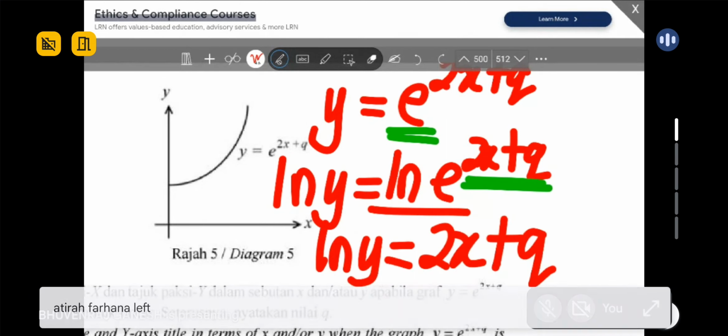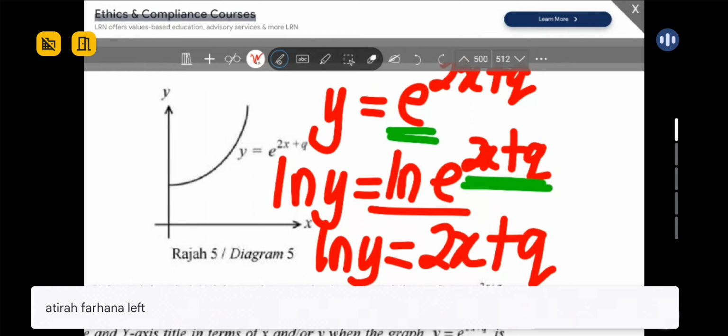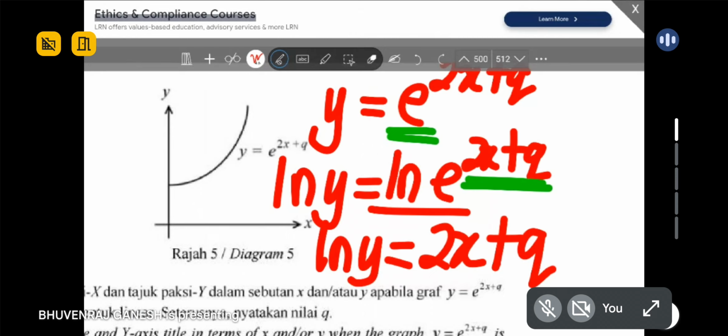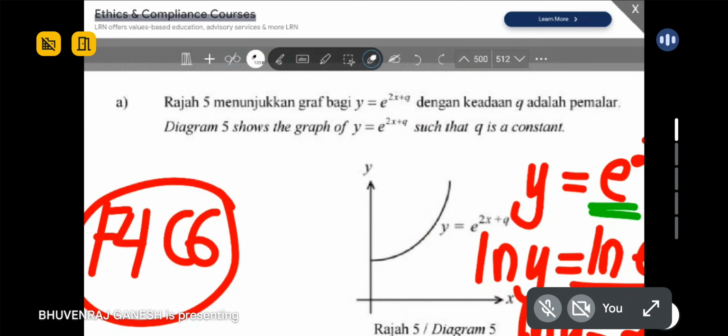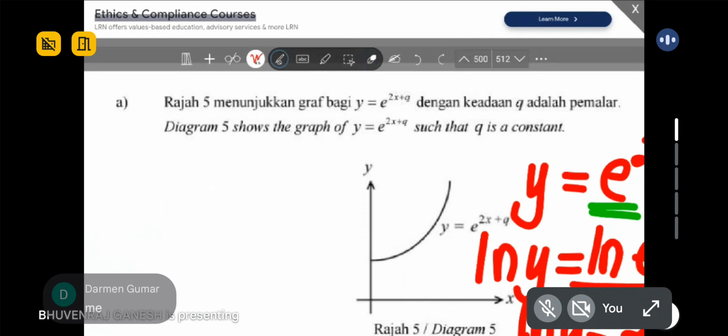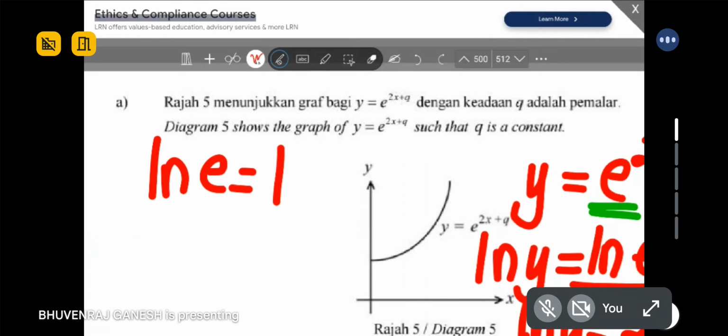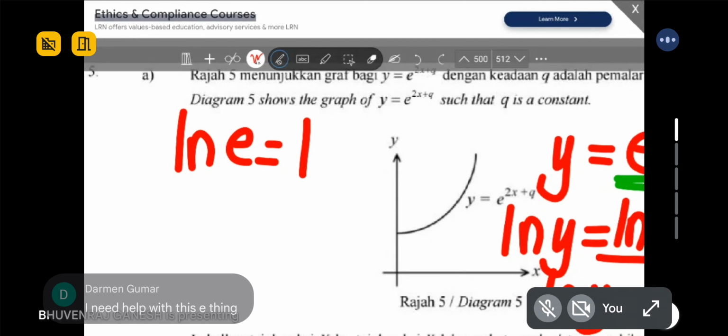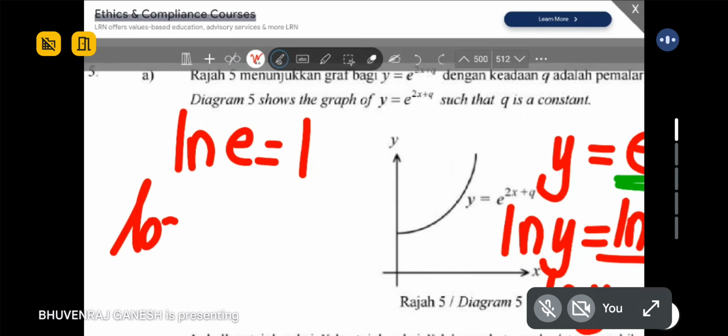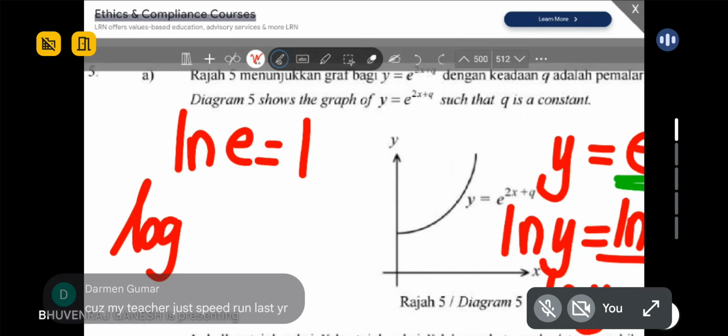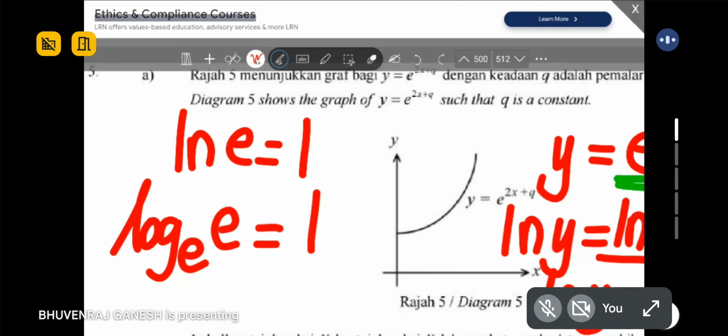Ln e, what is the value, guys, for ln e? This one is very simple. This is under your log topic. Okay, ln e, the answer is 1. Anyone don't know why the answer is 1? Siapa tak tahu kenapa ln e sama dengan 1? Just now I told you, right? Ln is log base e. So log base e of e is 1, because the base and the number are the same. Asas dan nombor sama. So that's why you get 1.